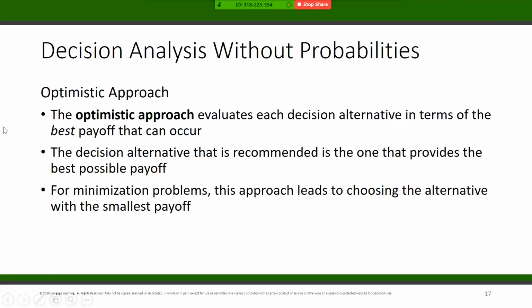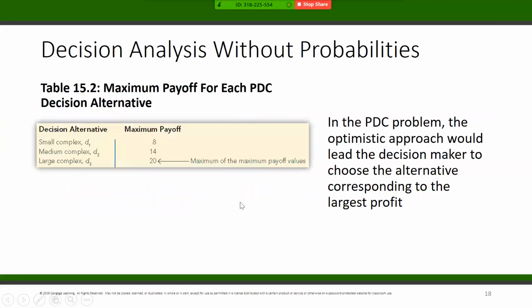Now we have the optimistic approach. The optimistic approach evaluates each decision alternative in terms of the best payoff that can occur. Now the decision alternative that is recommended is the one that provides the best possible payoff. For minimization problems, this approach leads to choosing the alternative with the smallest payoff. Okay, so when you want minimization, you want the smallest payoff.